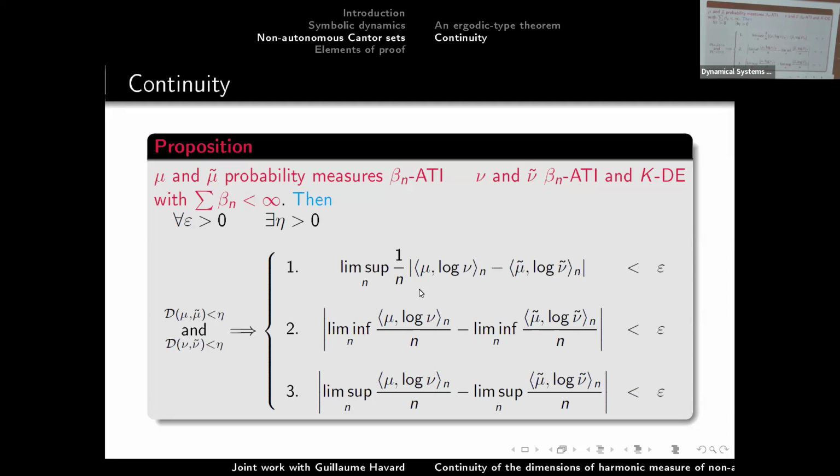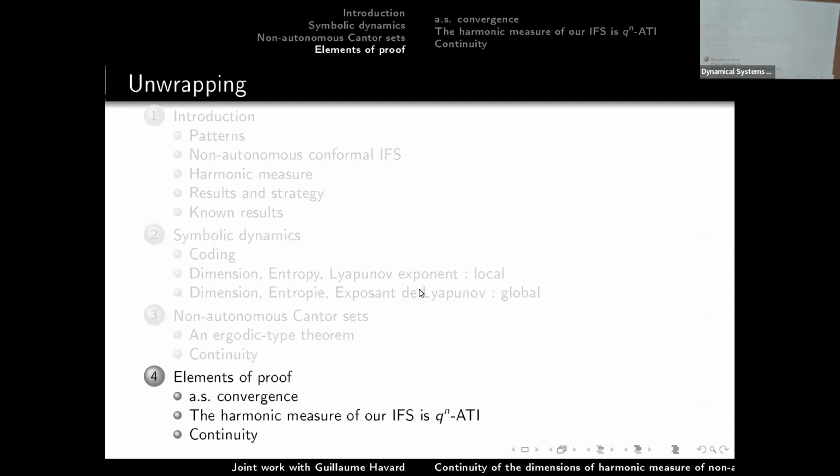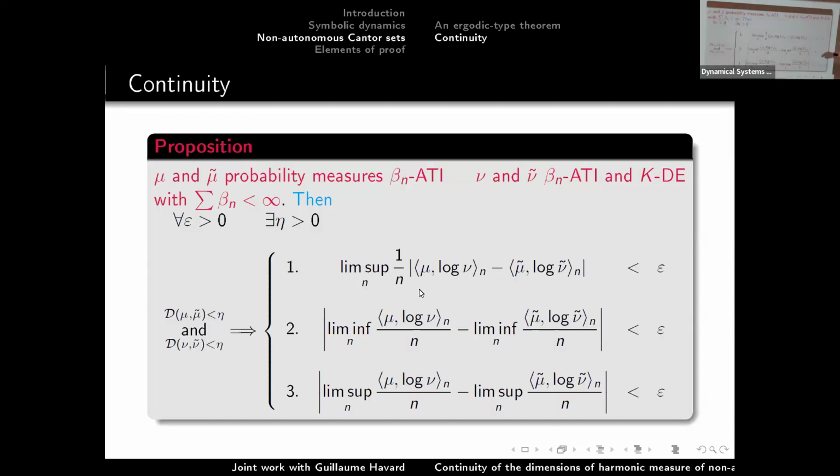If two sequences are close, then the limit inferiors are close and the limit superiors are close also. So the 2 and the 3 is a sequence, a trivial sequence of 1. Okay? Nevertheless, of course, this will give us that the dimensions are close, and the theorem is proved. Okay? Will be proved.